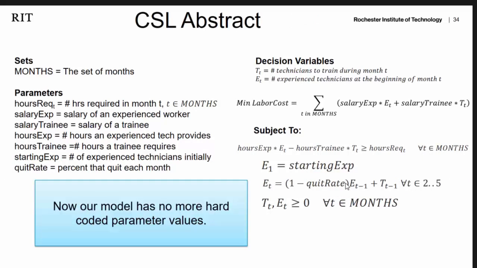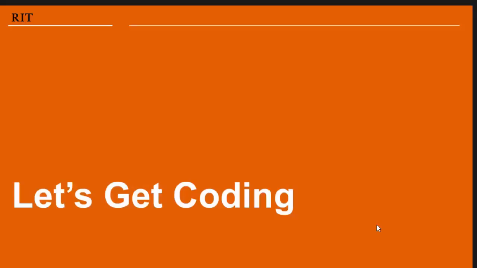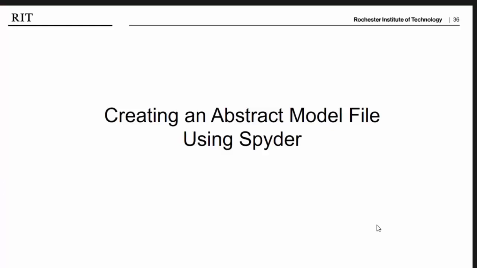So now if we look at our model formulation, we see that it has no numbers anywhere in it. So this is an example of a really nicely formulated abstract model. So let's get coding this. The first thing that we're going to do is create an abstract model file using Spyder. So let's go do that.